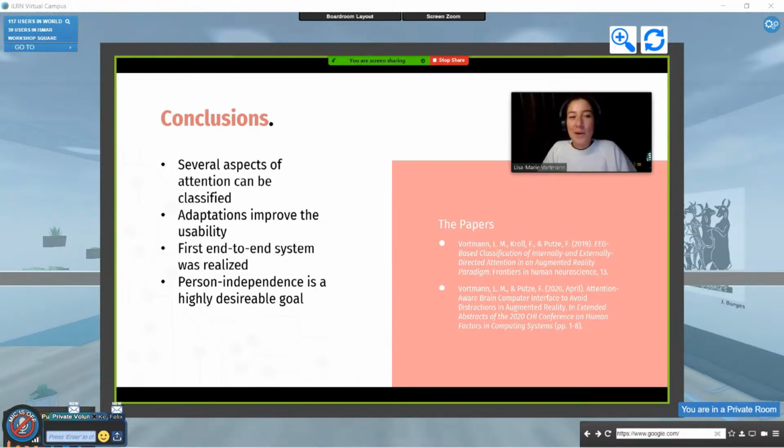And the biggest problem or the biggest challenge that we're facing is person independence. Of course, with EEG data, that's basically always a challenge. But the training phase is something that really should be reduced to a minimum or even excluded completely. So maybe, yeah, person independence is one of the biggest goals at the moment.